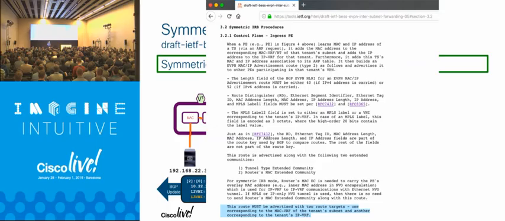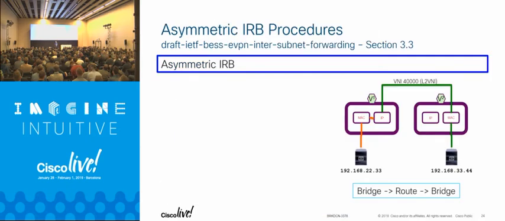If you want to go and read, section 3.2 of the EVPN inter-subnet forwarding draft basically specifies exactly what I just told. We're using an ingress-egress kind of routing approach, bridge route, route bridge. Now in asymmetric, it looks different, and that's where I want to come to the asymmetric part. You see this flow here? This is host 33 wants to talk to host 44. They're in two different subnets, right?